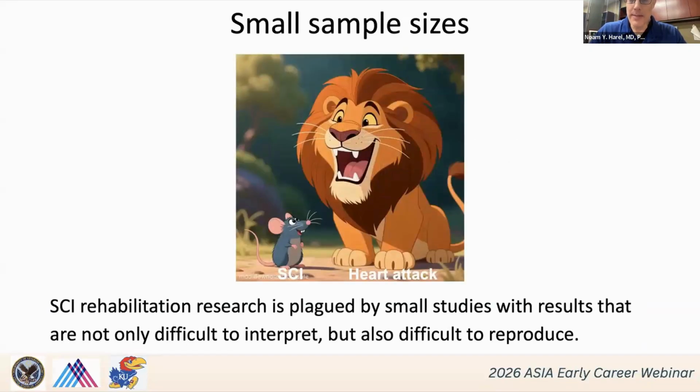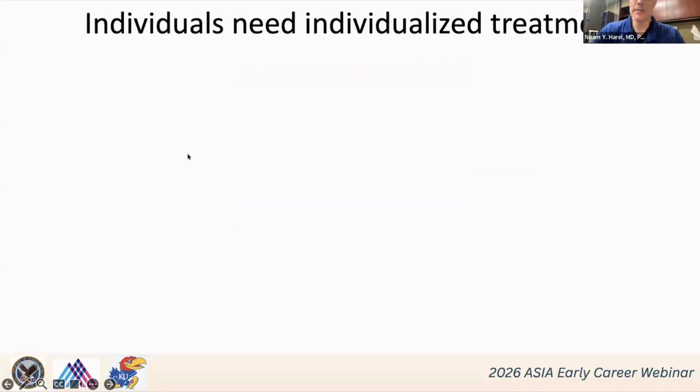Okay, we have small sample sizes. We're not heart attack. We're not even stroke. Okay, spinal cord injury studies are plagued by small sample sizes, which makes studies harder to interpret and contribute to this whole crisis of irreproducibility that we have. Okay, so that's one obvious major problem in our field.